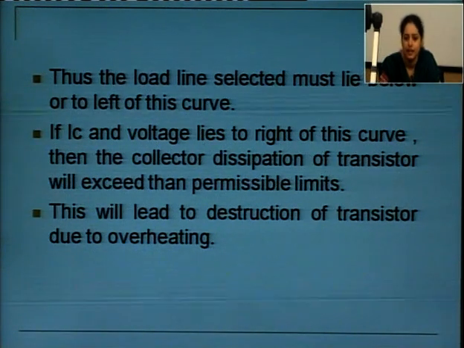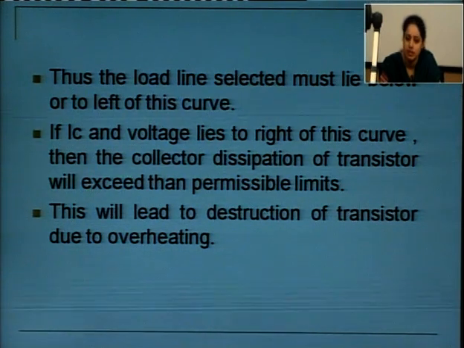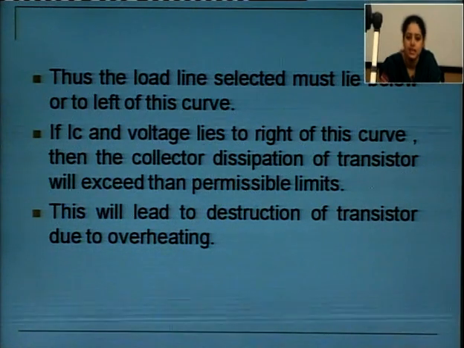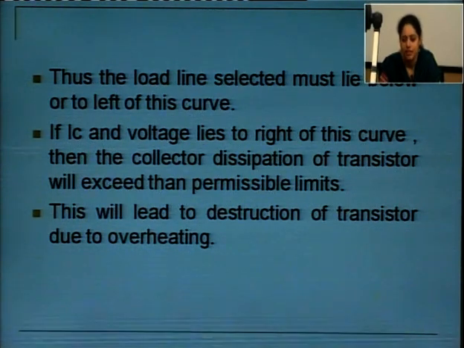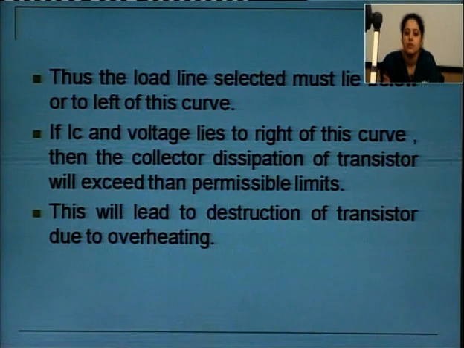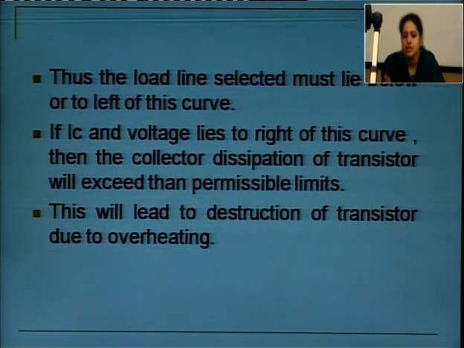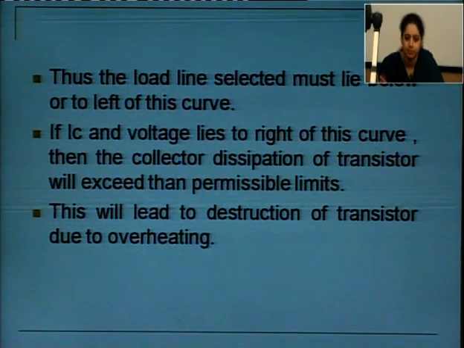But if your current and voltage lie to the right of this curve, then the collector dissipation of the transistor will exceed the permissible limits. This will lead to the destruction of the transistor due to overheating. In simple words, the collector dissipation curve provides you the limit of the circuit, and if that limit is crossed, your transistor will be destroyed. For the proper working of your transistor or the component of the circuit, it must lie within the permissible limits. So the collector dissipation curve provides the permissible limits for your circuit within which it can operate.